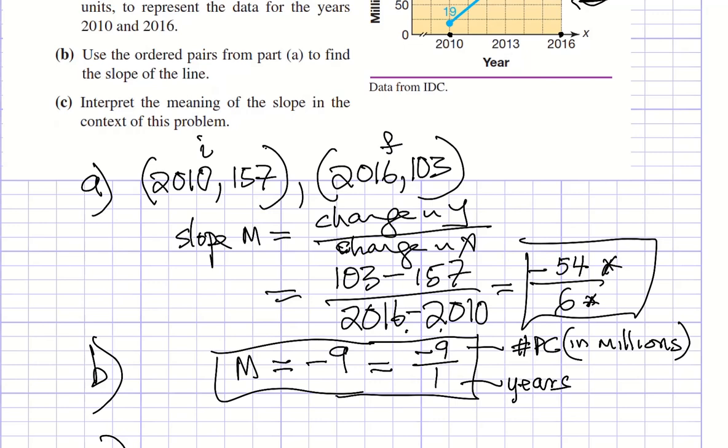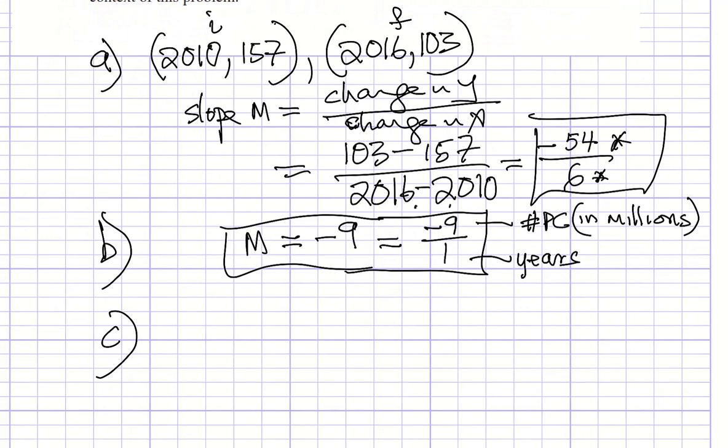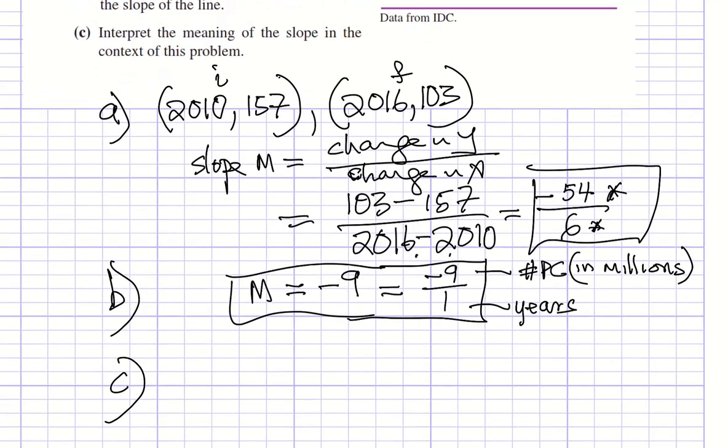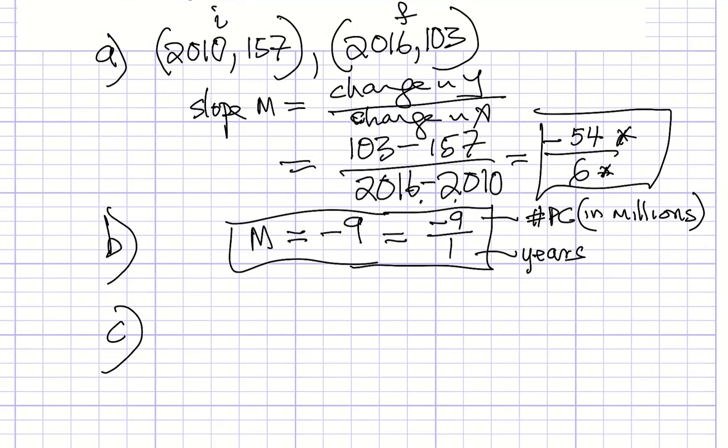That's all it's saying. If you divide that out, it means it decreased every year. It decreased 9 million units per year. So that's how you interpret that. I think we're done with that. Let me write it down. Shipments.